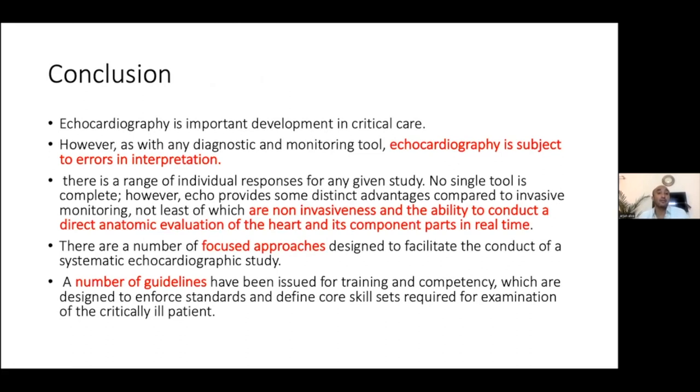So again, to conclude, echocardiography is very commonly used in the intensive care unit, and every physician working in the ER, in the ICU area or in the anesthesia room needs to get a hang of echocardiography. You need to be competent in using echocardiography. It is a non-invasive technique.